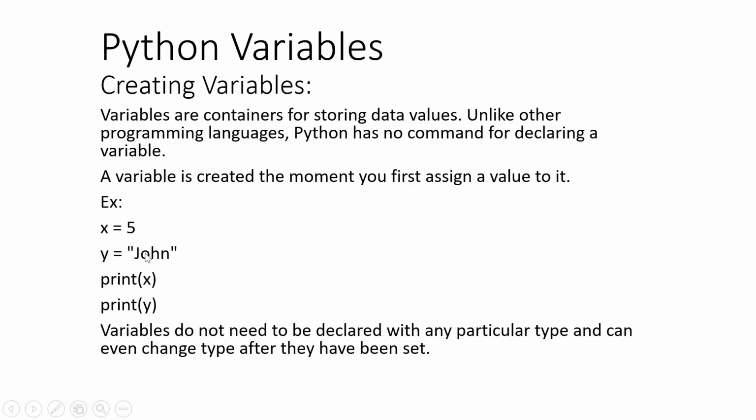Unlike other programming languages, Python has no command for declaring a variable. A variable is created the moment you first assign a value to it. That means we assign x the value 5, so this x is a variable.